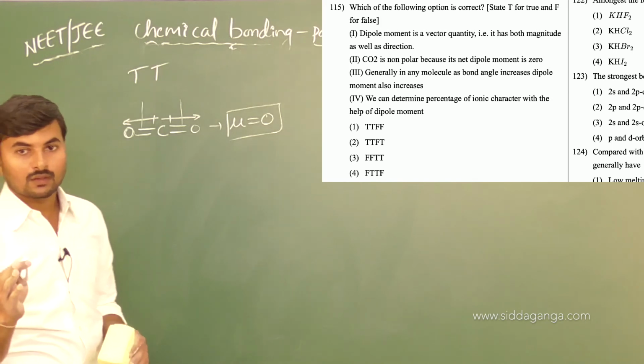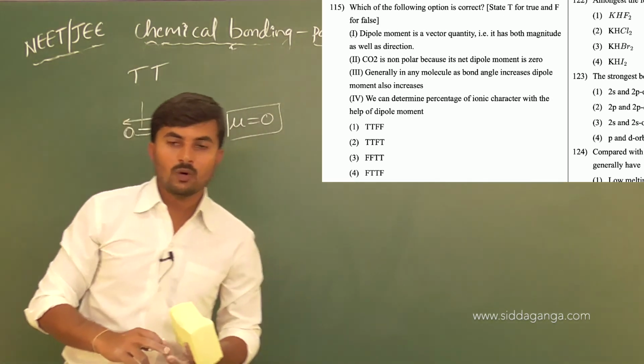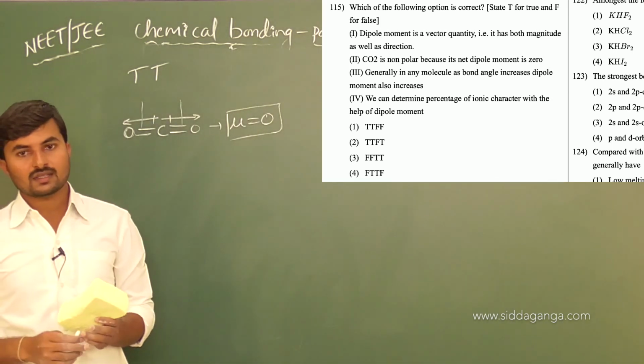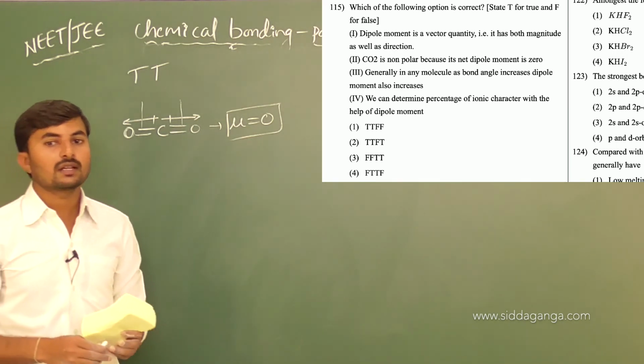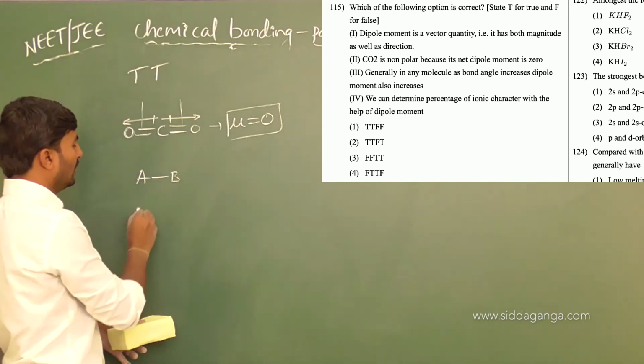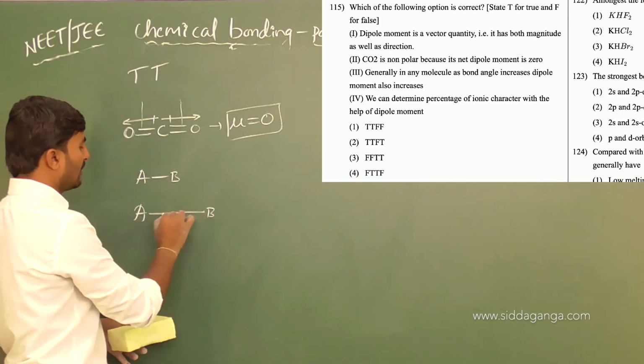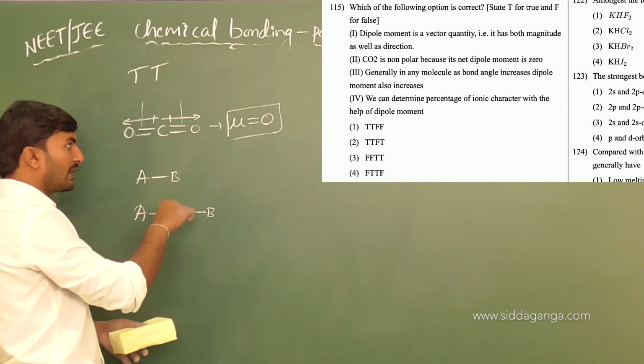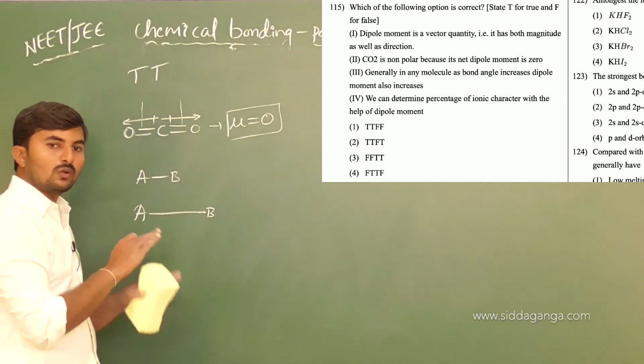And the third one: generally in any molecule as bond angle increases, dipole moment also increases. Look, suppose the bond angle here is this much. Here the bond angle is like this. Does this bond angle affect the dipole moment? No.